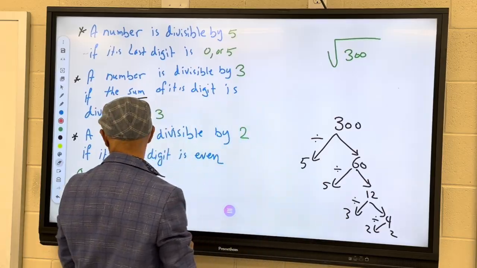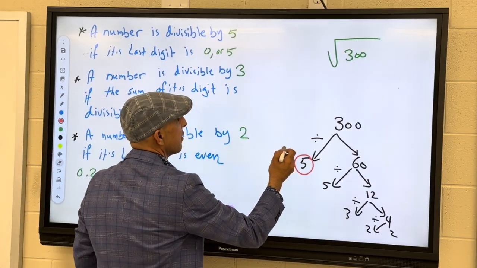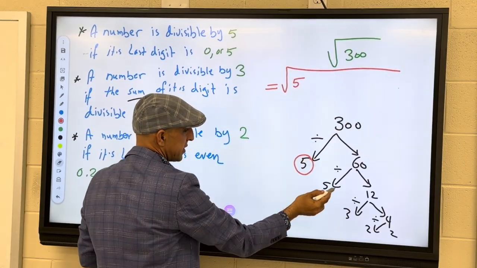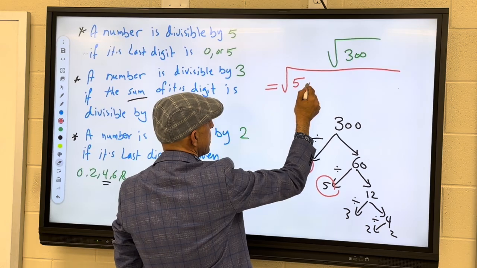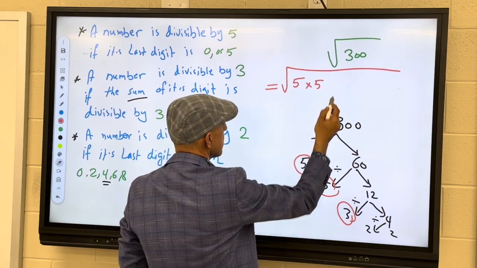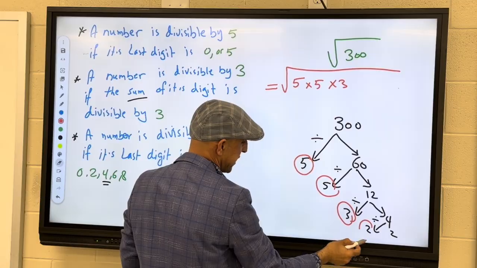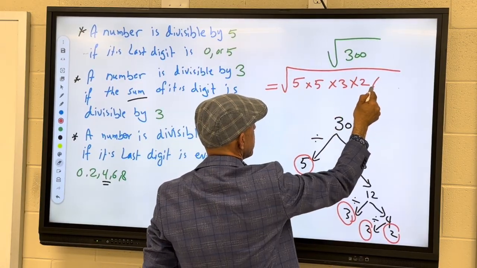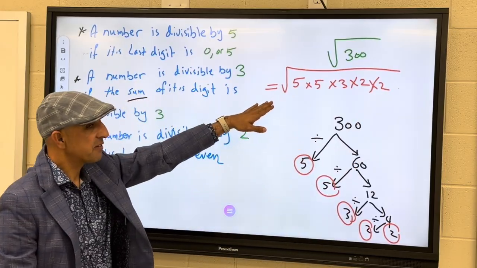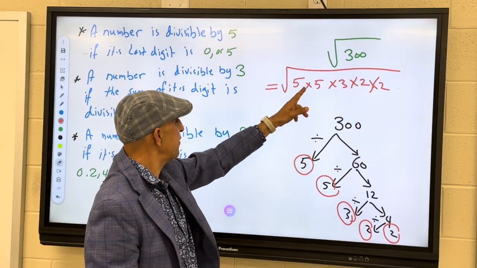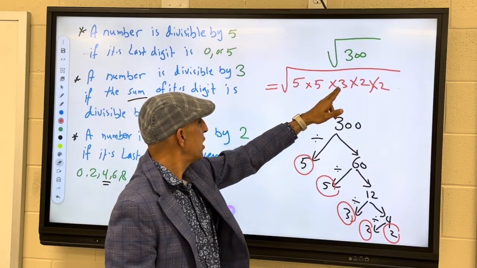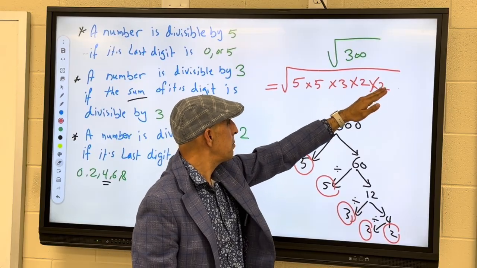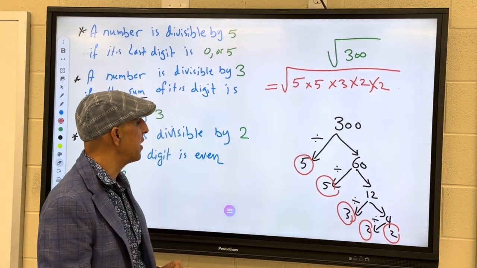So now take the 300, start with the 5, and this will equal the square root of 5. Take the second 5, multiply it by 5. Take the 3, multiply it by 3. Take the 2 and multiply it by 2, and take the last 2 and multiply it by 2. If you do some calculation, 5 times 5 is 25. If you multiply it by 3, you will get 75. Multiply it by 2, 150. Multiply it by 2, you end up with 300.